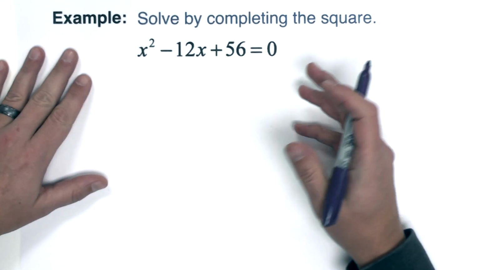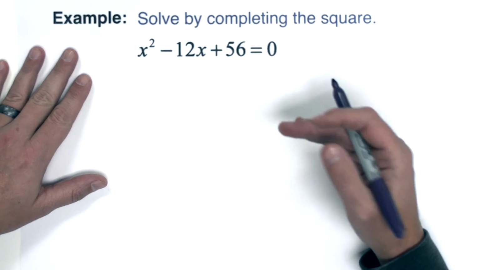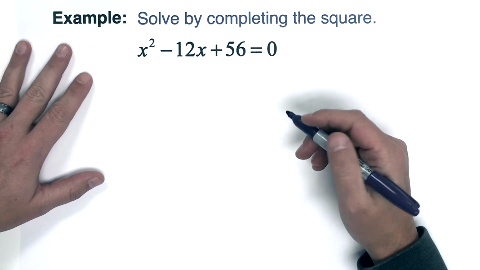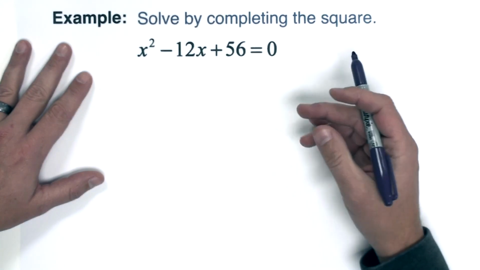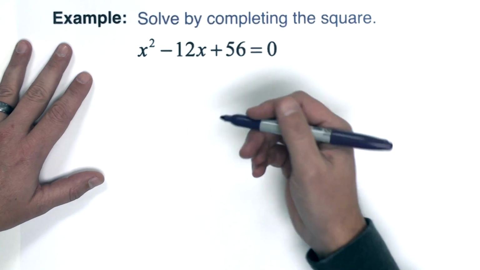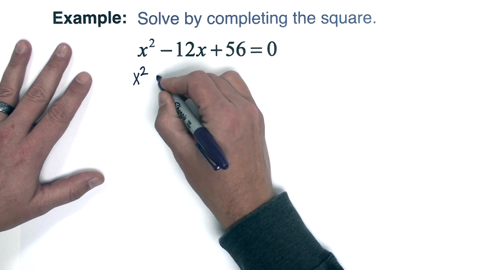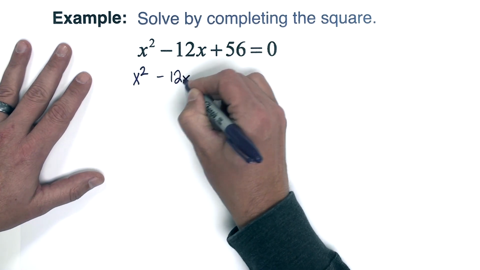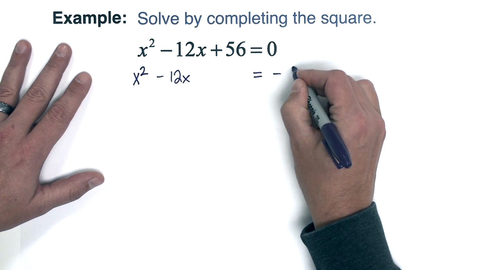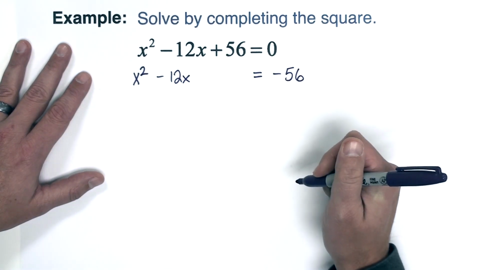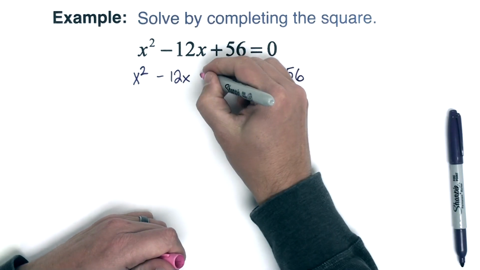Alright, another example. Again, a great opportunity to pause and try the problem on your own, just to check for understanding and see how you're doing. I'm going to go ahead and begin, assuming you've either done that or you just want to watch me play this one out from the beginning. So I'm going to group my x's together. X squared minus 12x, I'm going to leave some room, and the 56 gets subtracted over, equals negative 56. Now we're going to add to both sides.